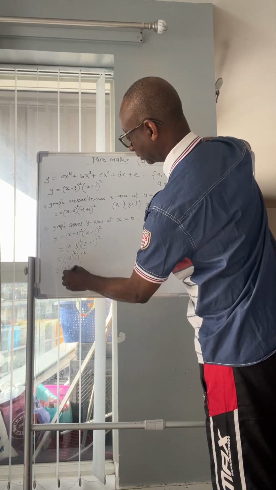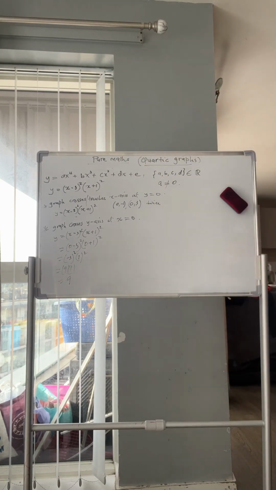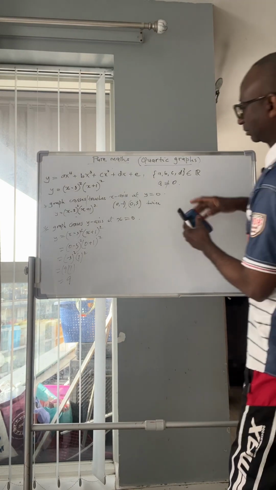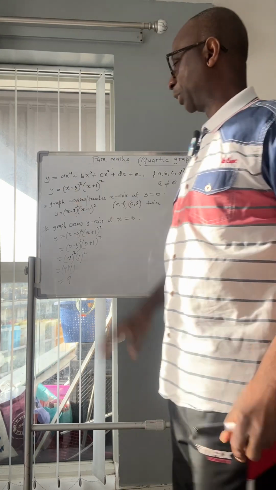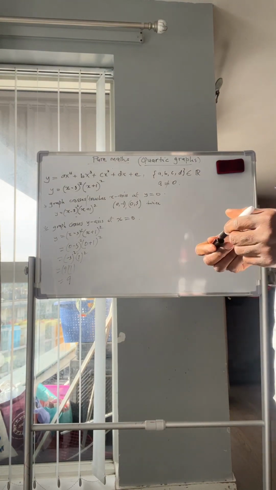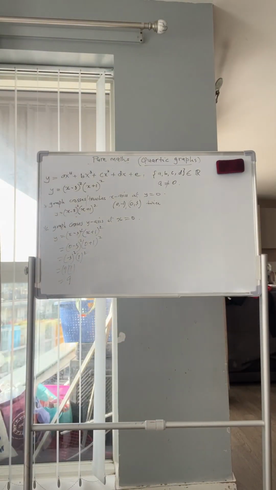1 times 1 is 1. So it's 9. So it crosses the y-axis at value 9. Yeah? So, yeah, I leave that one. So now, you look at the equation again. That's the last bit. After that, you just start to sketch your graph straight away.